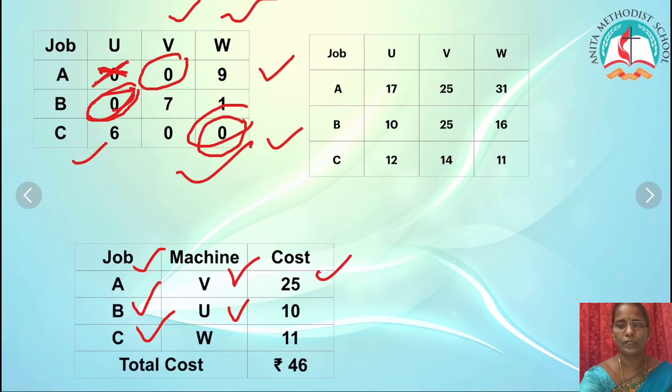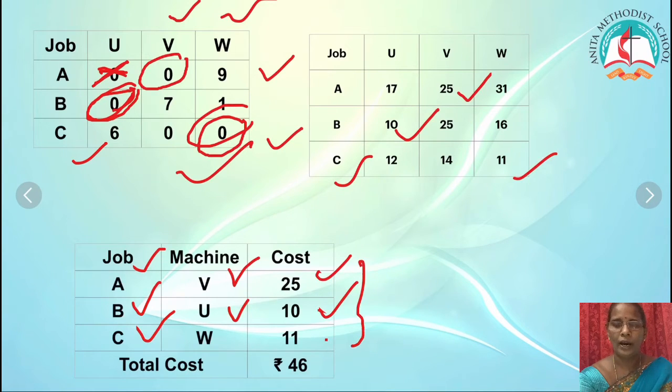So corresponding to these, you should take the cost. For A it is 25, for B in the U place it is 10, and for C in the W place it is 11. So add all the three numbers, you will get rupees 46. Clear, all of you children?